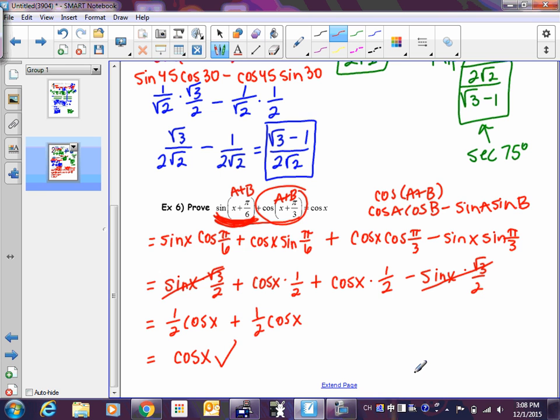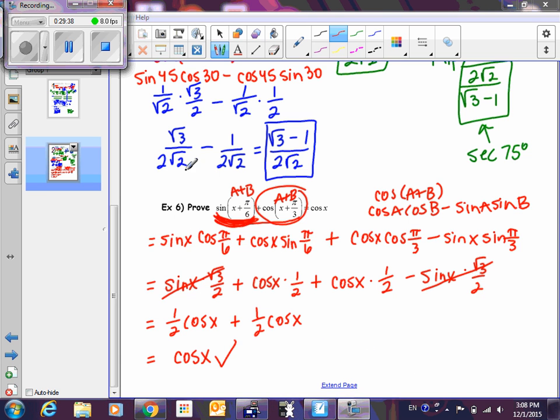So this is a proof where knowing what to do isn't that hard. It's the doing it. Normally in proofs, knowing what to do is the hard part. I have no idea.